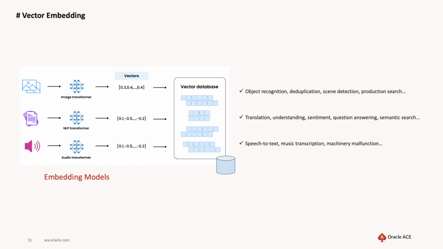So, I want you to get this in this slide. We have many types of unstructured data: image, text, audio. And to convert this unstructured data into vector data, we need to use an embedding model. And with this embedding model, we will have this vector data and we're going to insert it into the database. Okay?